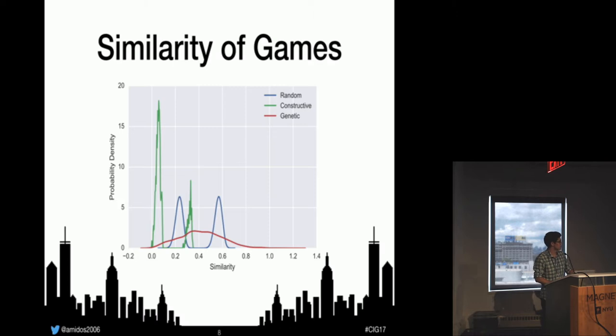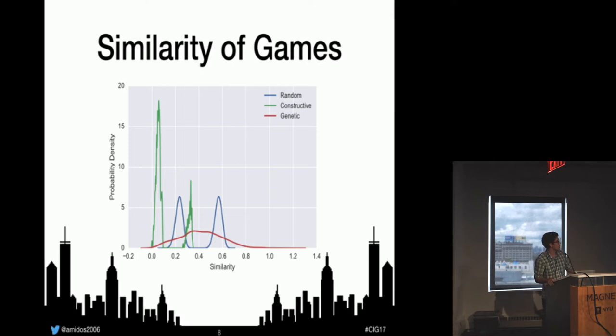This graph shows the similarity of games between all three of the generators. On the x-axis, we have similarity, which is normalized between 0 and 1, where 0 are games that are very, very similar to each other, almost identical, and 1 would be games that are nothing alike.